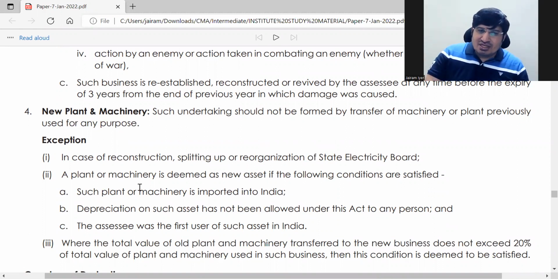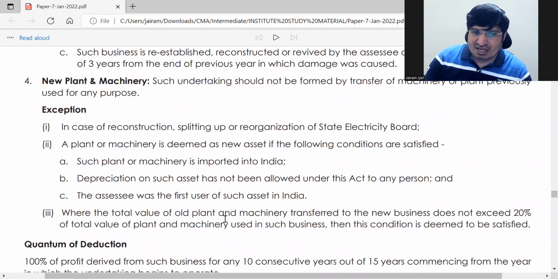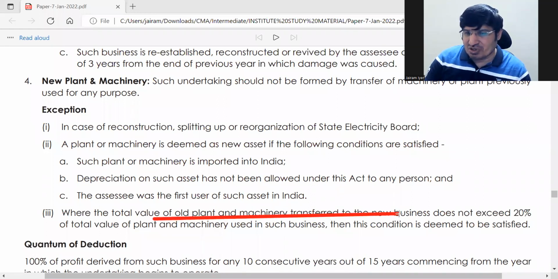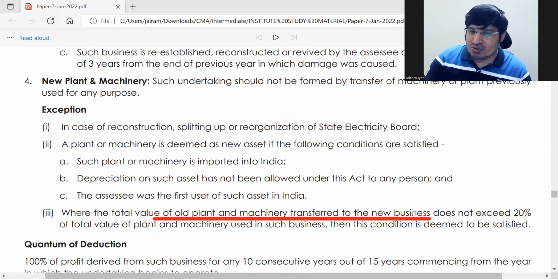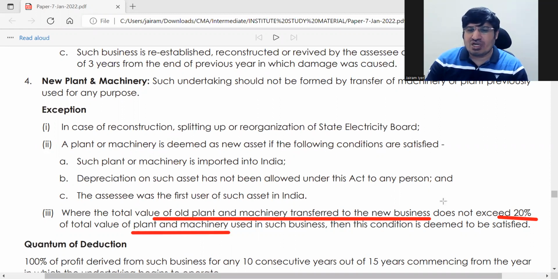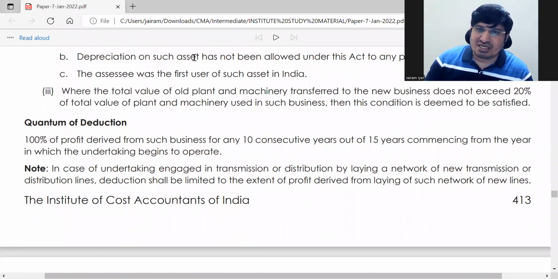So these are the exceptions. And the last thing, you have seen this: the total value of old plant and machinery transferred to new business. They can use old plant and machinery up to 20% of the total plant and machinery. So up to 20% of old, if they are using, it will be considered as new, and it will be considered that this condition is satisfied. These are the three things here. And the deduction is again exactly the same, copy and paste.